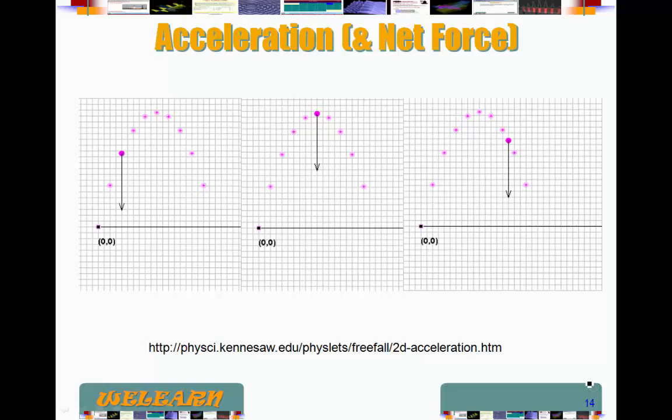Now let's look more closely at what happens when we toss an object in 2 dimensions in an environment where we have the gravitational force, where we have gravity. For example, here what we have is an object that's shot at an angle relative to the horizontal.